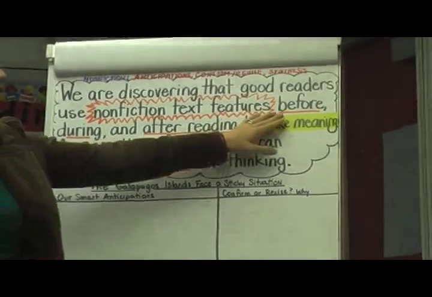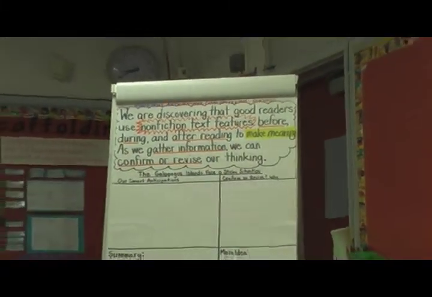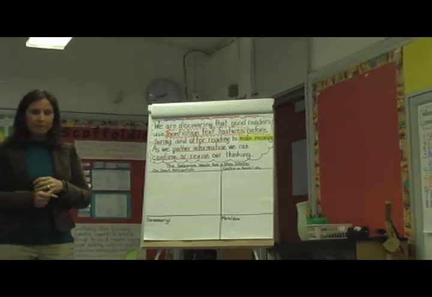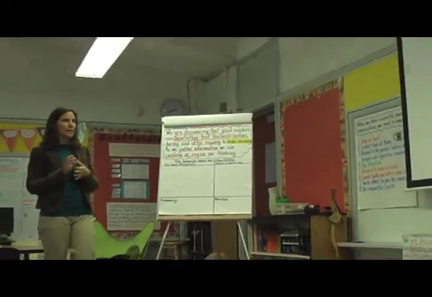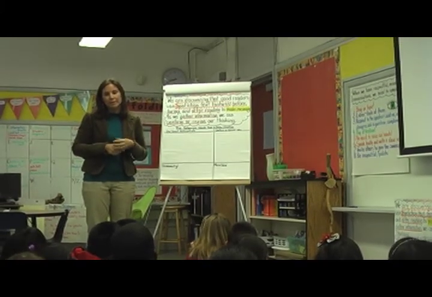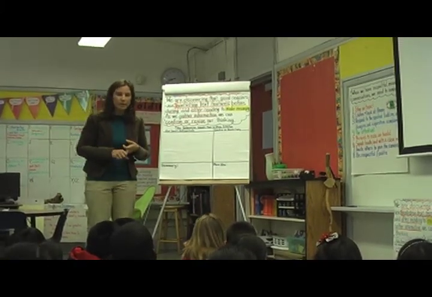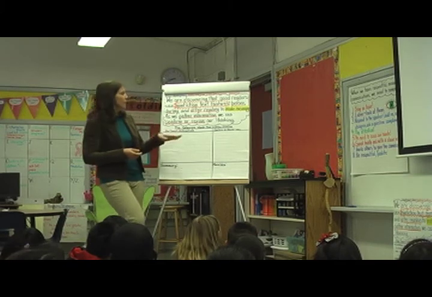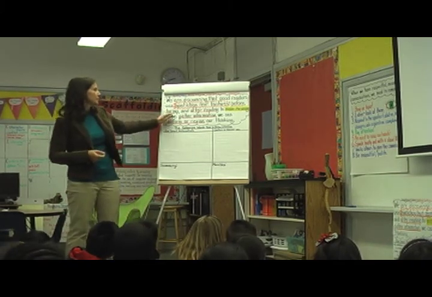We use those text features before we read to make some anticipations. It gets our brains wrapped around the text, kind of guides us to where the author wants to take us. We can start thinking what this might be about, what genre it is. We can start thinking about the author's purpose as we look at those nonfiction text features.